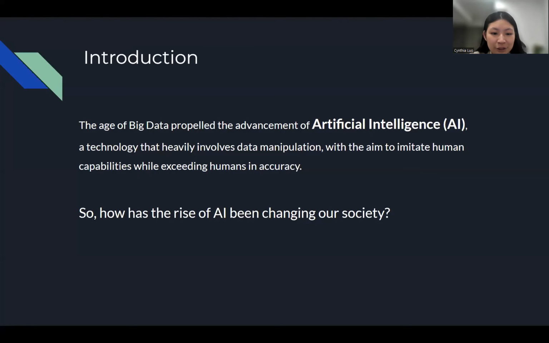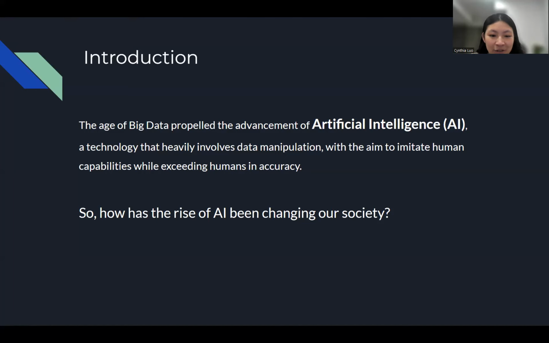The creation of this research paper is motivated by the advancement of artificial intelligence as a result of the arrival of the age of big data. Artificial intelligence, known as AI, is the technology that heavily involves data manipulation, with the aim to imitate human capabilities while exceeding humans in accuracy.